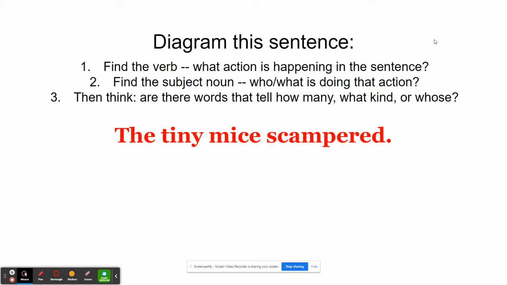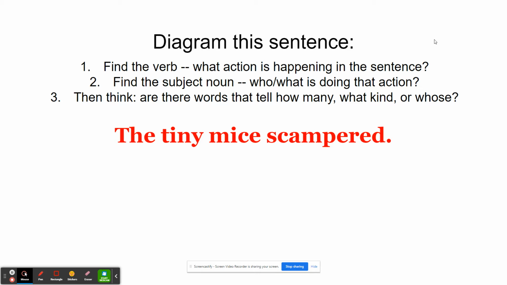Aaliyah. Tiny. Where did you put tiny? Under mice, right? We don't know if their scampering was tiny. The mice were tiny. What about the word the, Harvey? I put it under tiny. Under what? Tiny doesn't go under tiny. Well, under mice. Under mice, right next to tiny.